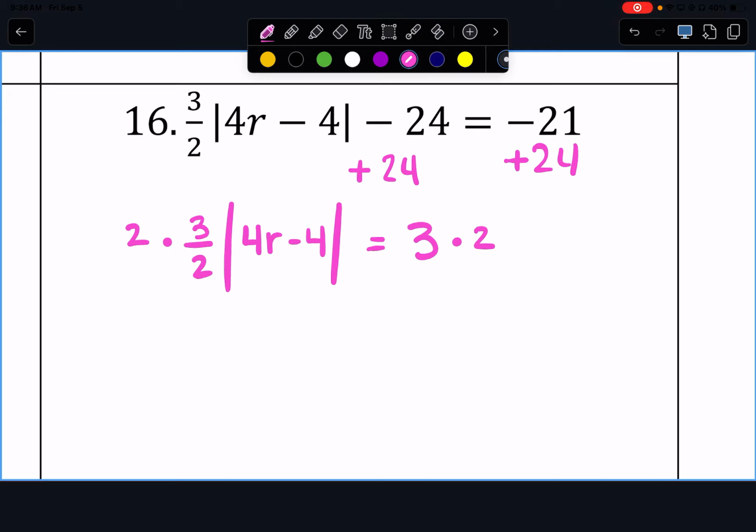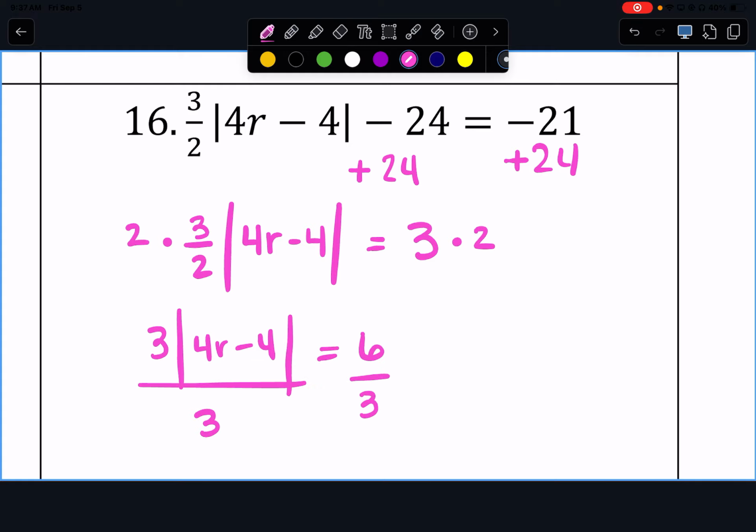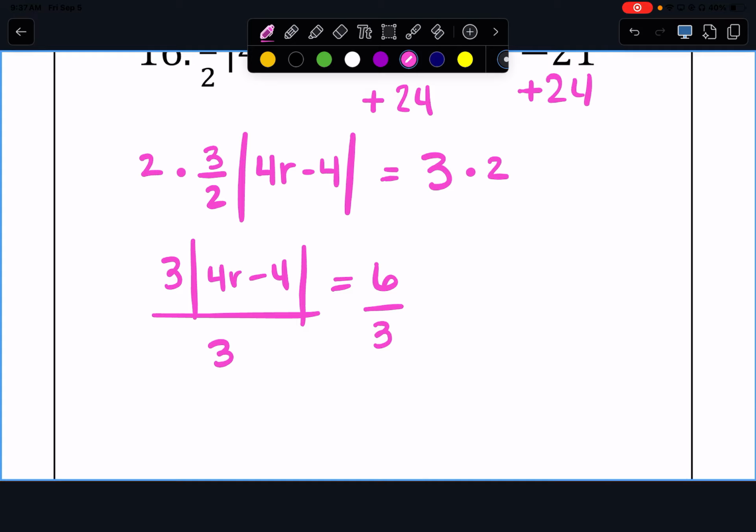What is 3 times 2? 6. Then what would you need to do if you did it in steps? You would need to divide by 3. So divide both sides by 3. What is 6 divided by 3? So you get the absolute value of 4r minus 4 equals 2.